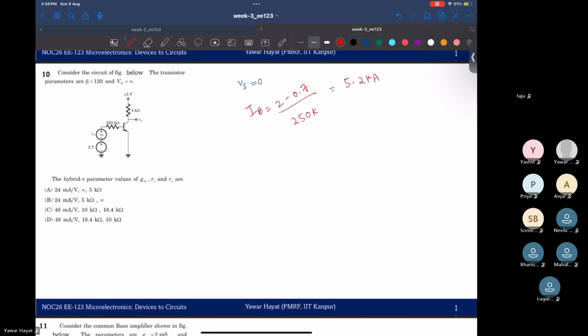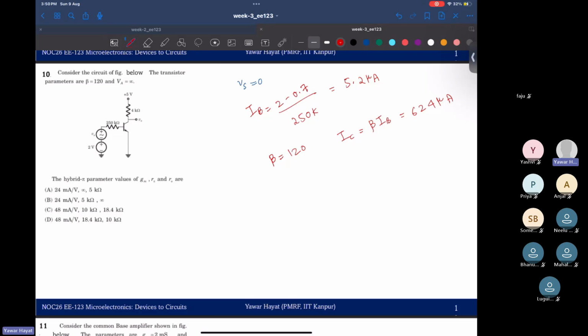Now, the beta that you are given is 120. Since I know beta, I can compute IC because I already know IB. IC is beta times IB. If you multiply this by 120, you will get 624 microamps. So I know IB, I know IC.